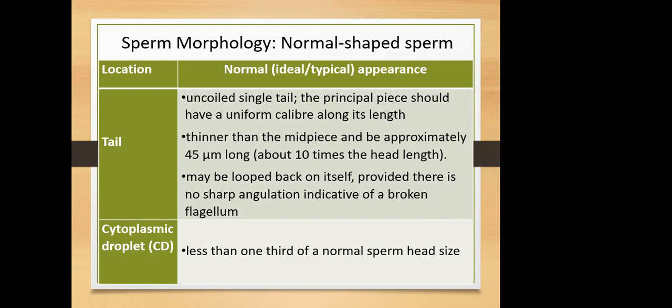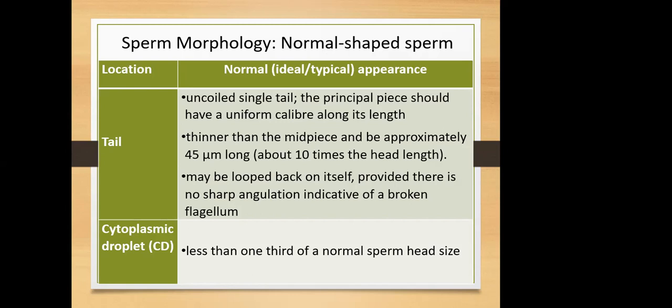And then remember we said that it is uncoiled. But here at the top, where it says it may loop back, a loop is like coiling. Okay. Now, if you are saying coiling, then coiling means it is going round, round, round, round. That's the sound of a coil. So in that case, it becomes abnormal. The tail should be an uncoiled single tail.